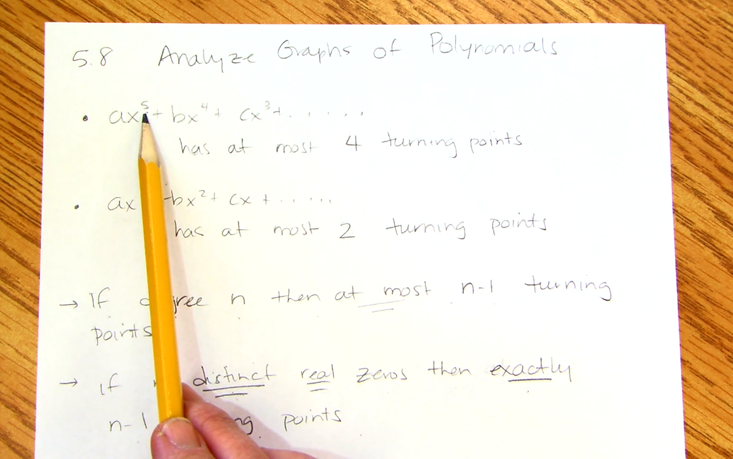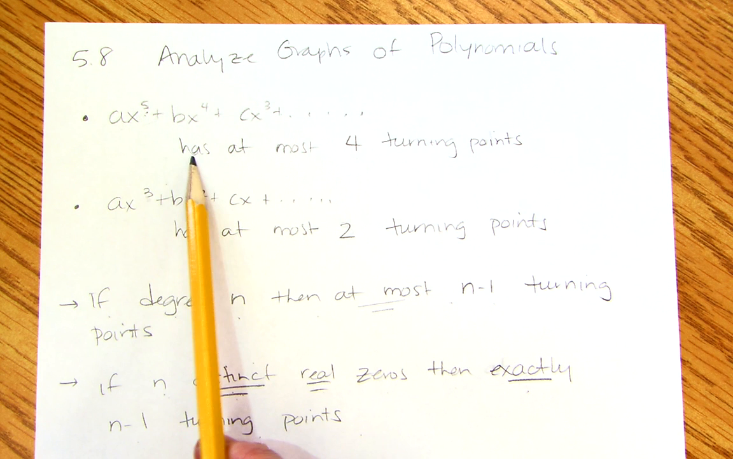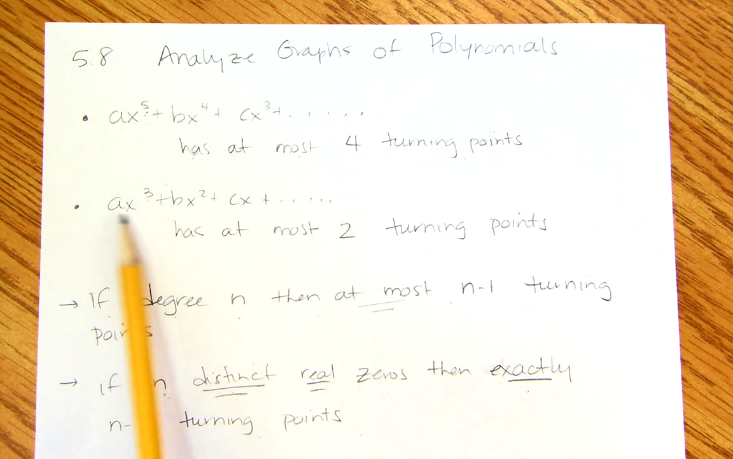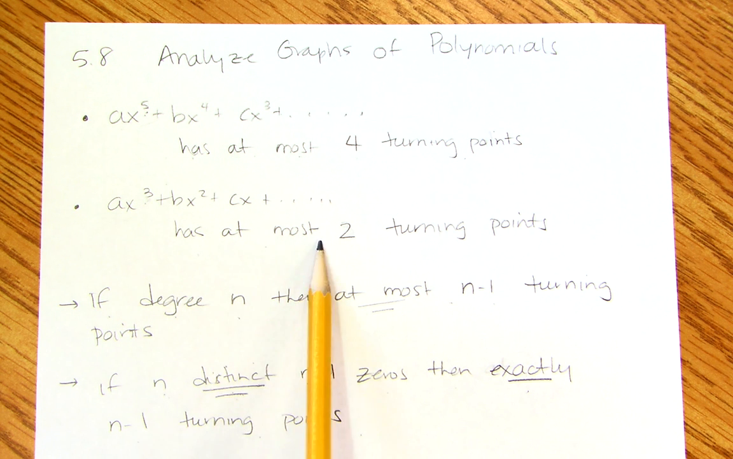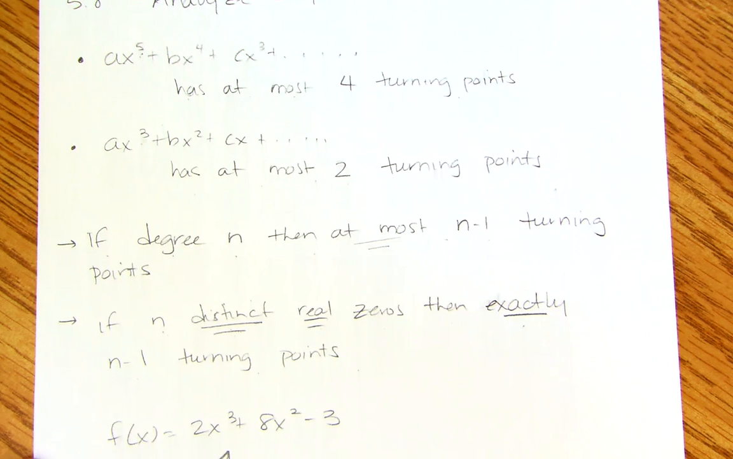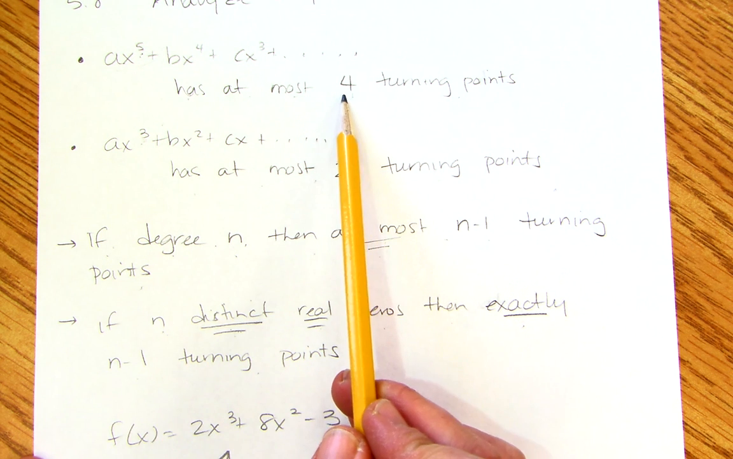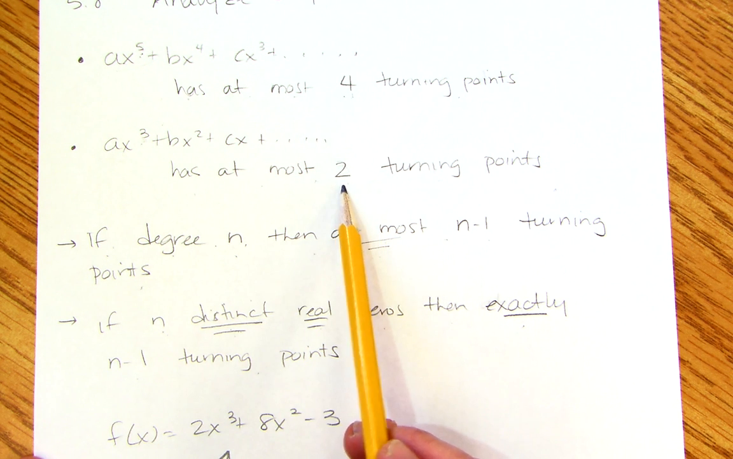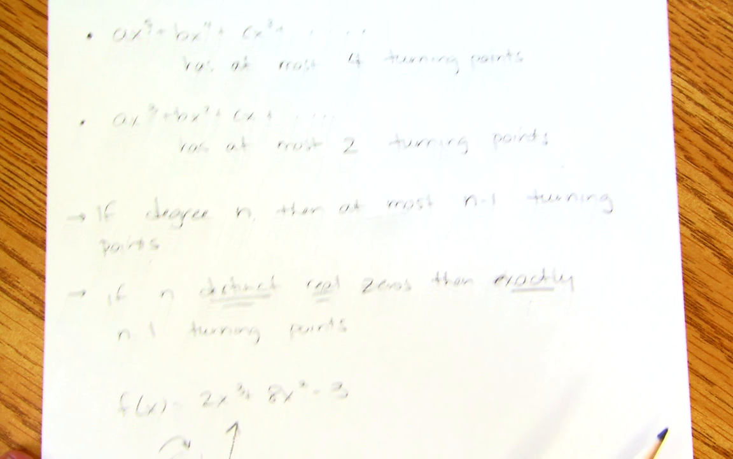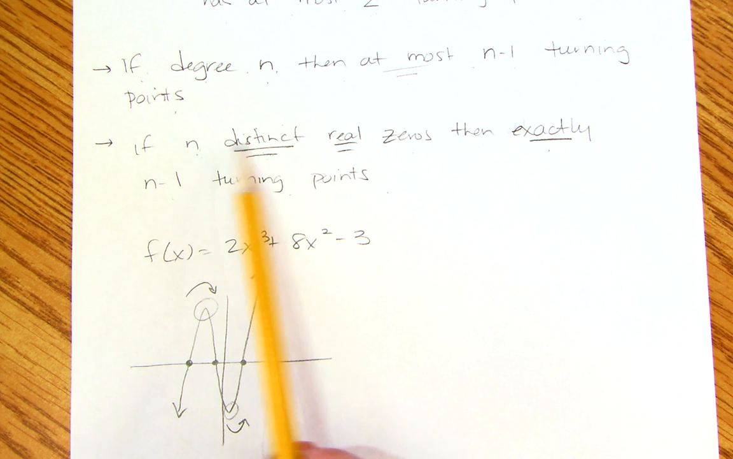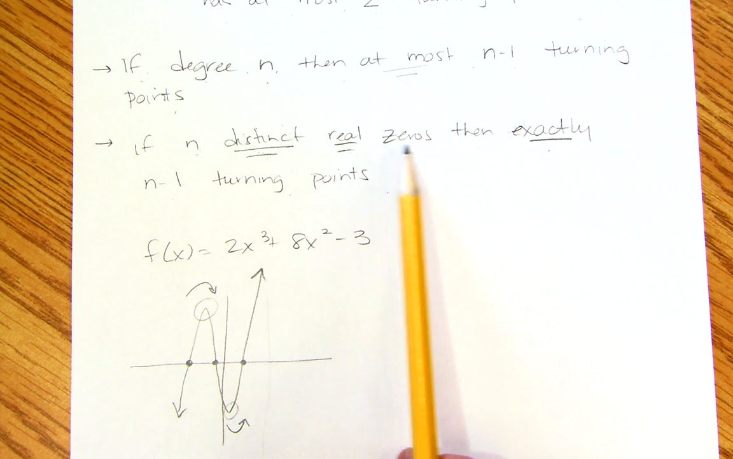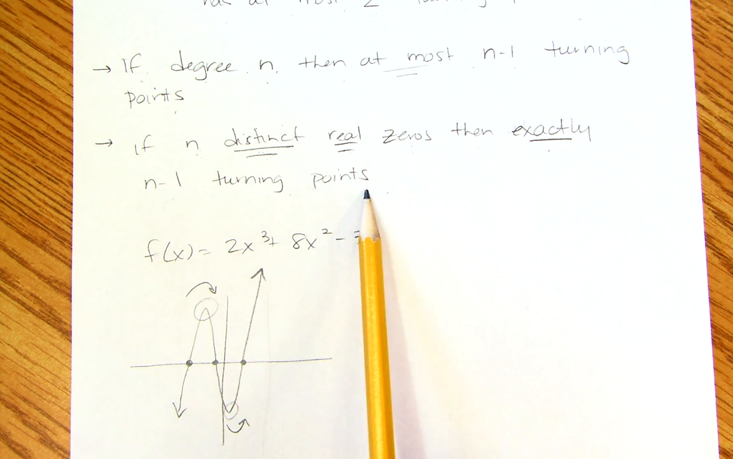it has at most 4 turning points. If I have a polynomial with a degree of 3, it has at most 2 turning points. So the general rule: if the degree is n, then there are at most n minus 1 turning points. That doesn't have to be 4, that doesn't have to be 2, but that's the most there will be. And if I know a little bit more about the function, if I know it has n distinct real zeros, then there will be exactly n minus 1 turning points.